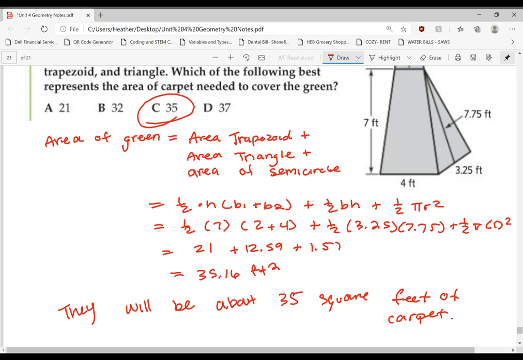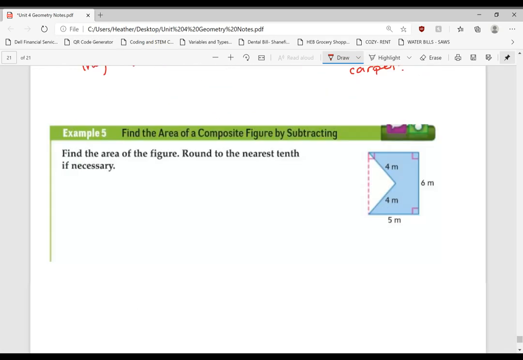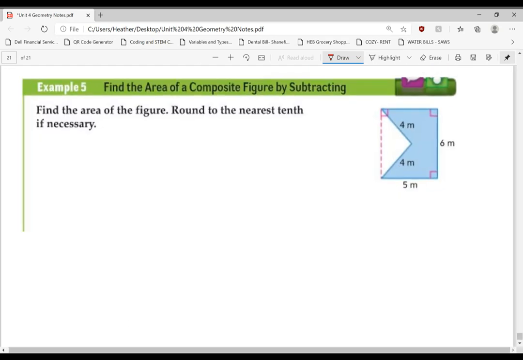We have one more example, and that's example 5. Find the area of the figure and round to the nearest tenth if necessary. To find the area of the figure, we need to subtract the area of the triangle from the area of the rectangle. We need to use the Pythagorean theorem. The height h of the triangle, we're saying that this right here is going to be the height h.